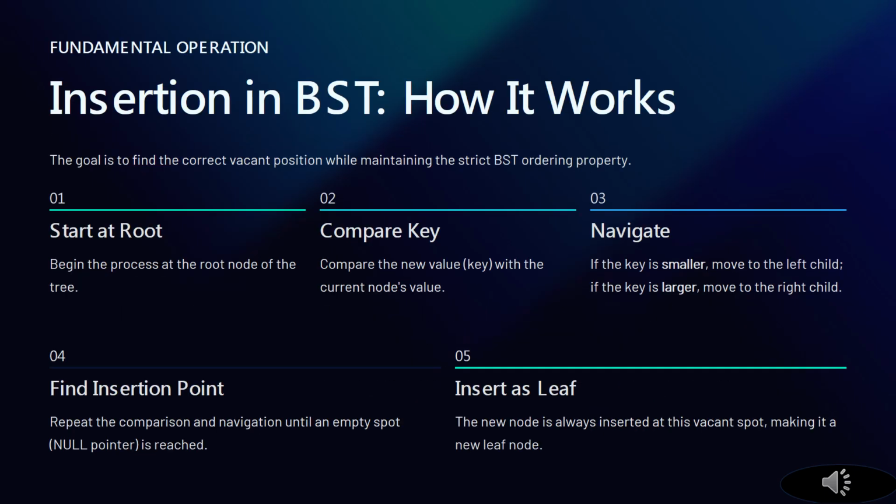When inserting a new value in a BST, the process begins at the root node. We compare the new key with the current node's key. If it's smaller, we move left. If it's larger, we move right. We keep doing this until we find an empty spot, and then we insert the new value as a leaf node. This ensures that the BST property is maintained throughout.